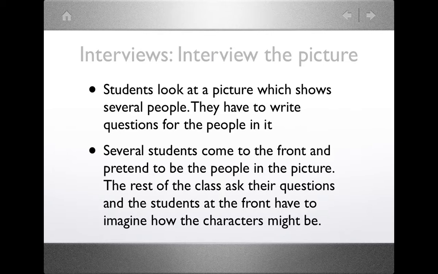If you have two people in the picture, the two come here. And then the other students, the rest of the class, ask their questions, and the students at the front have to imagine how the characters might be. Okay, so you see the kind of thing going on, like interviewing the picture. And here there is some kind of imagination going on, okay?